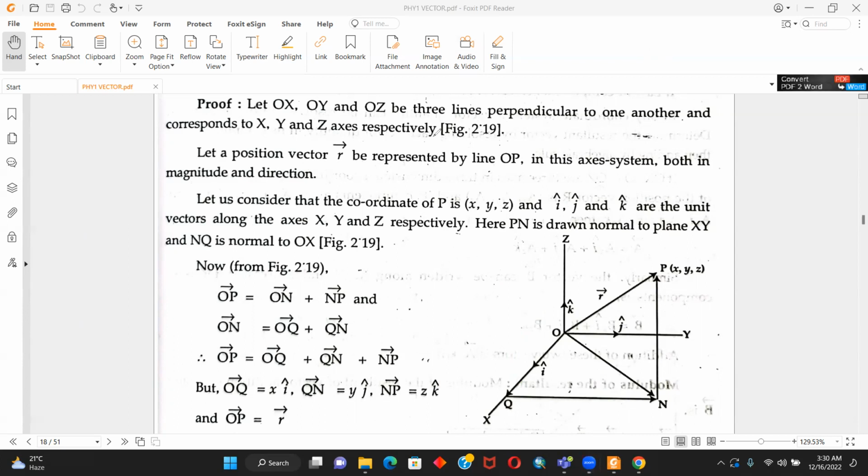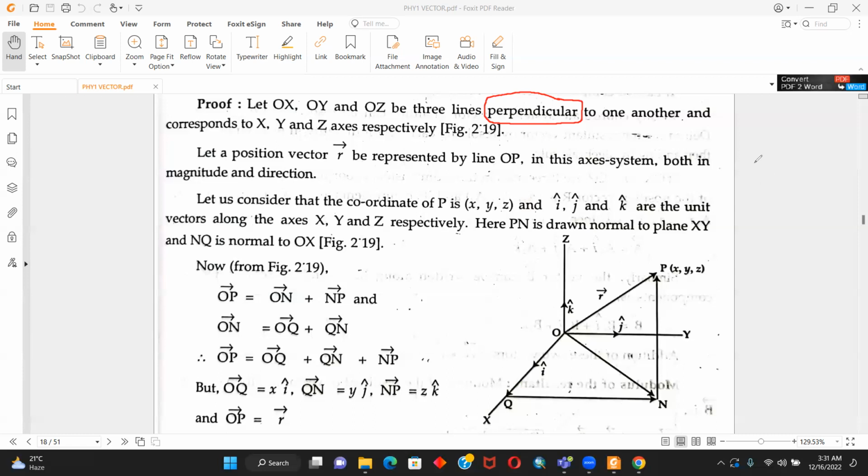Even if you have forgotten, see, OX, OY, and OZ are perpendicular to one another, right? So what does this mean? What do you understand by the term perpendicular? That it can be equally adjacent to each other. That is not what perpendicular means.